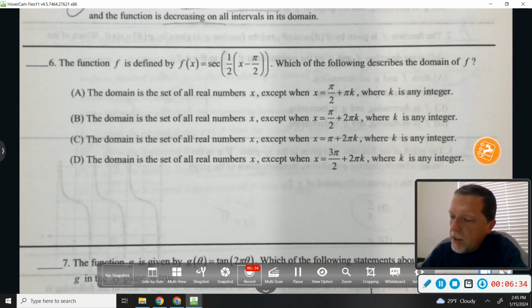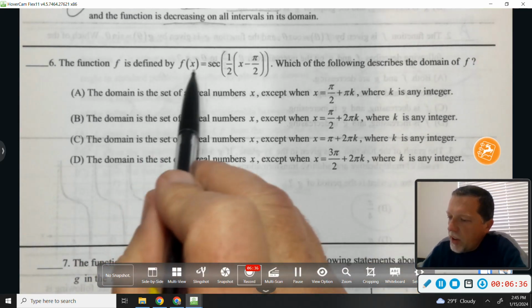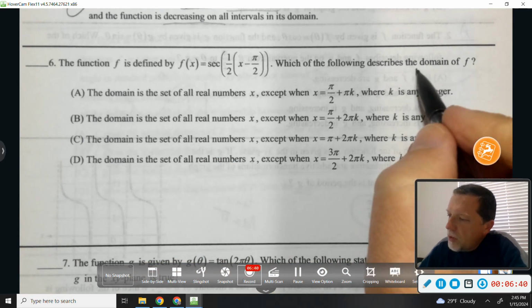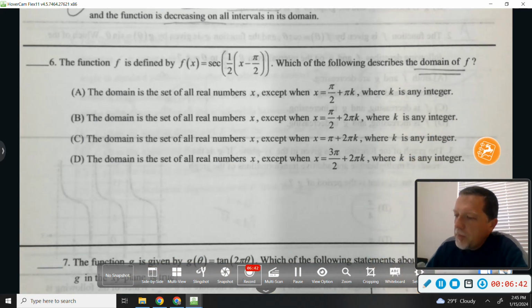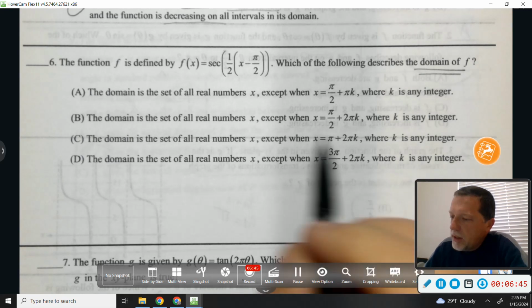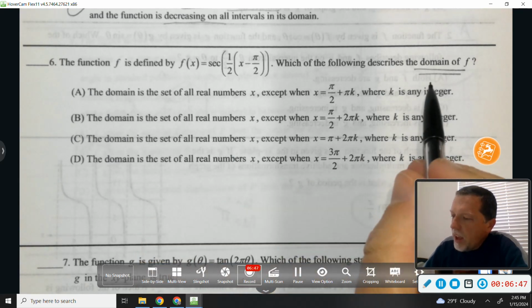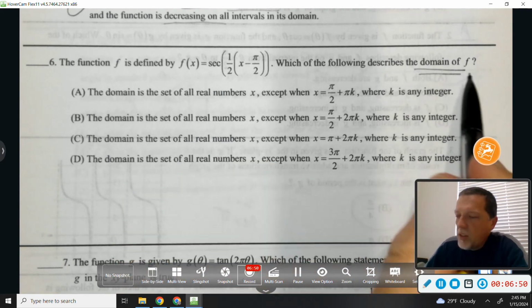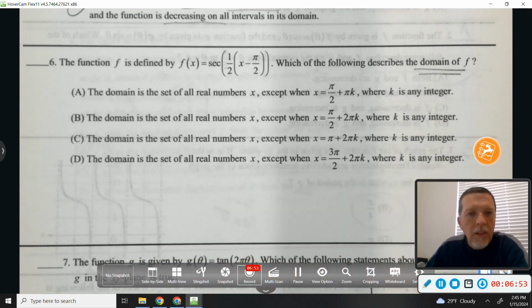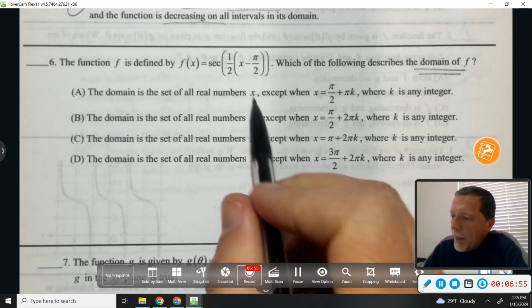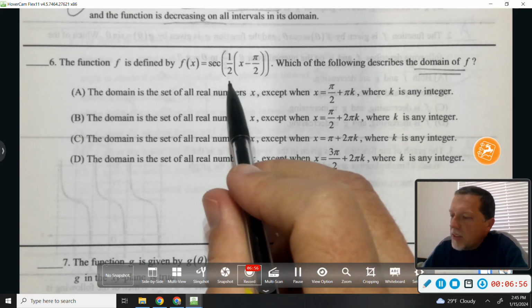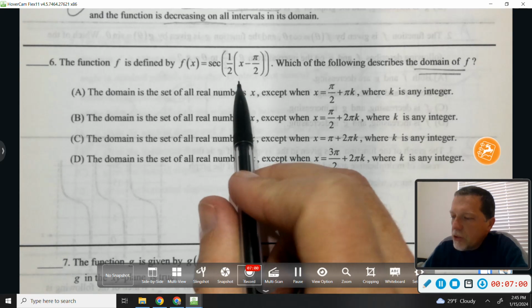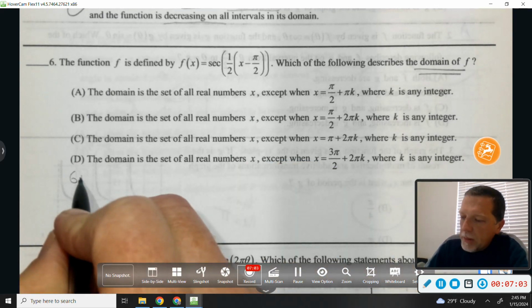Number 6. Function f is defined by the secant graph. Which of the following describes the domain of f? Okay, domain, so that's the x values. Okay, and secant has asymptotes, so this is another way of asking where are the asymptotes? I don't really know secant well. Instead, I'm thinking cosine. So there's sort of two ways to go about this problem.